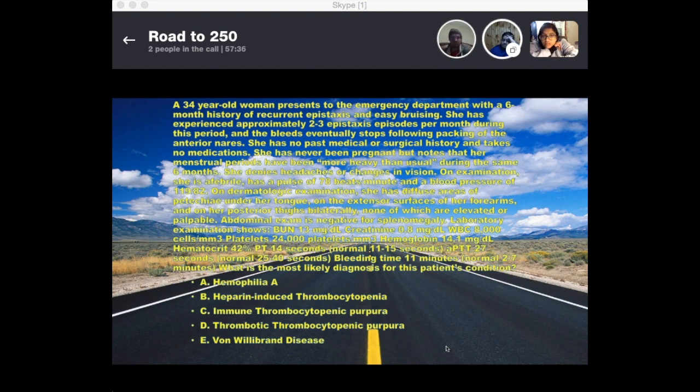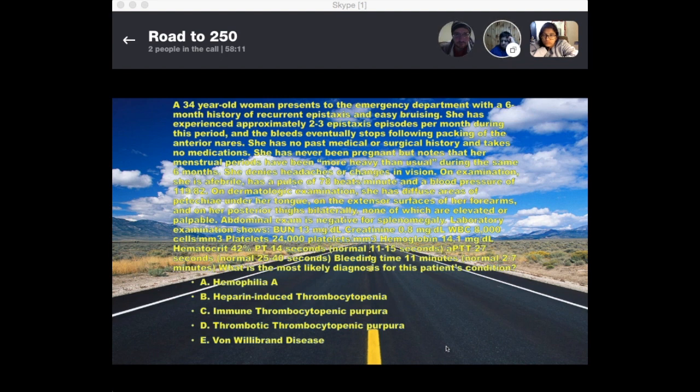So bleeding time is high. Platelets are super low. Lower range of normal is what? 150,000 to 200? No, 150 to like 400,000. Okay, so she's got some sort of serious thrombocytopenia. She has microhemorrhages, right? Correct.